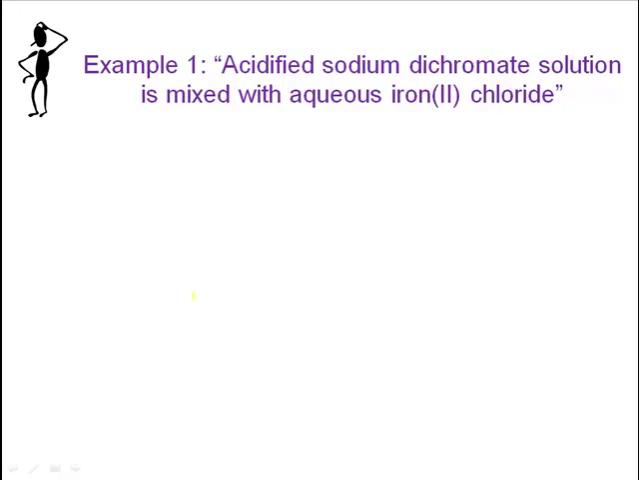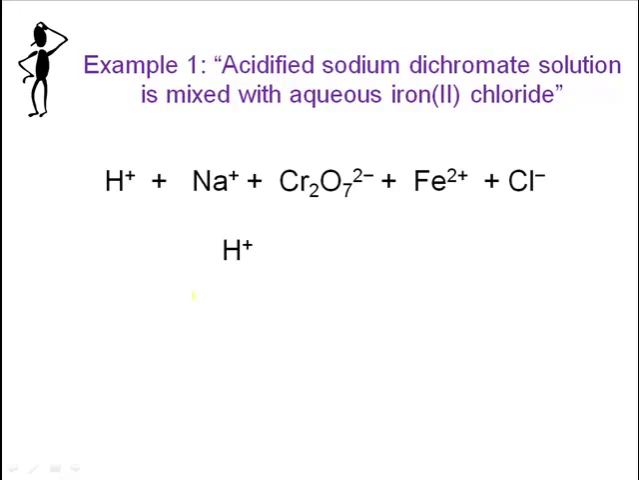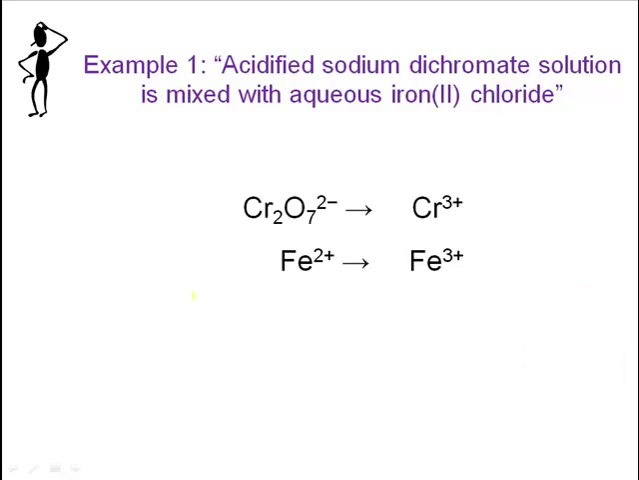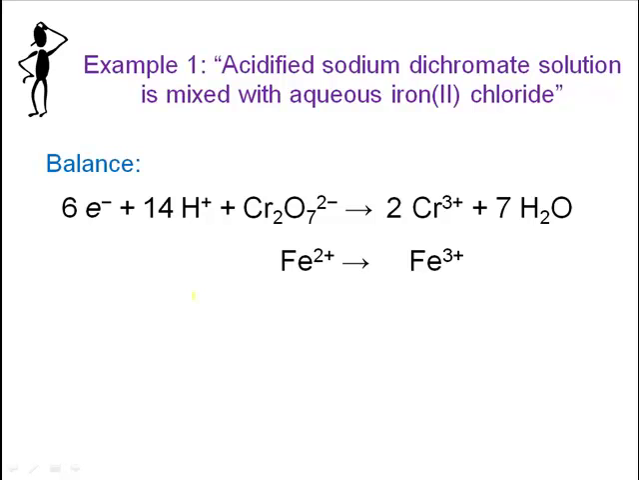So now that we've got our half reactions, we know what to do next. Okay, we know that's our winner and that is our loser. This is the same one. We've got our winner, we got our loser. Now we just need to balance the half reactions. So first thing is we balance everything but O and H, then we balance the O's, then we balance the H's, and we balance our reactions, electrons on each side. And then we multiply it all through by 6 to get the same number of electrons on each side. Then we can add them up.